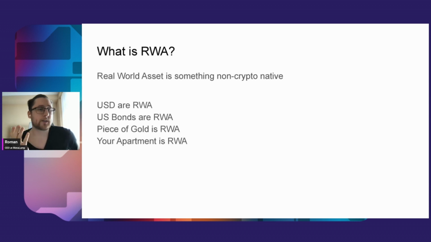For example, the United States dollar is an RWA, a real world asset, because emission and distribution is made by the US government, right? So it's something in the real world outside of blockchain. US bonds, the same thing. A piece of gold, the same thing. Your apartment, for example, is an RWA. So that's the definition of real world assets.